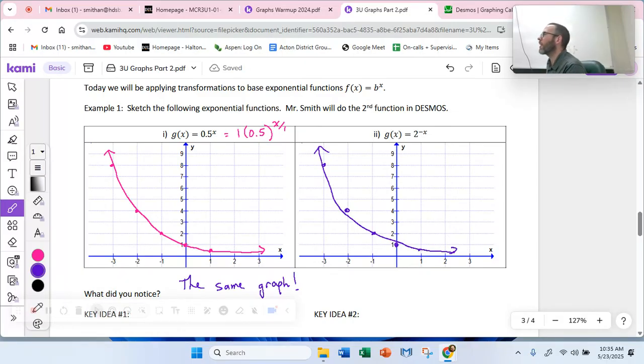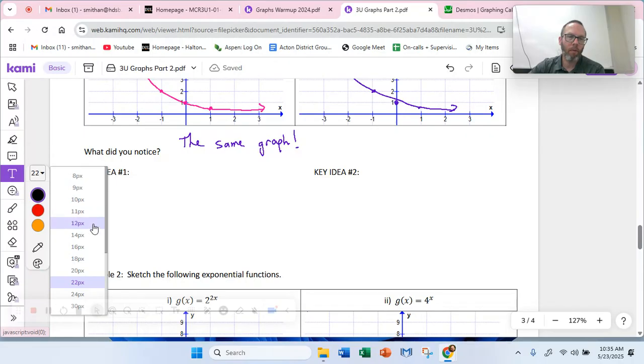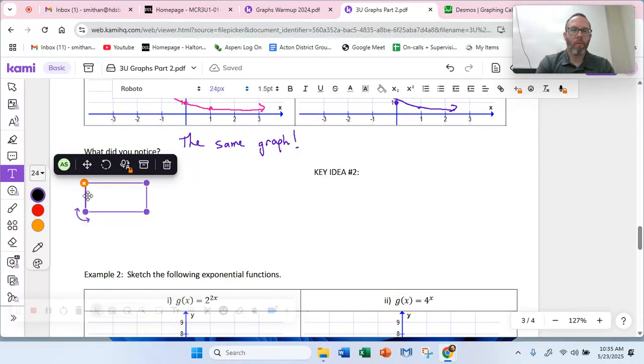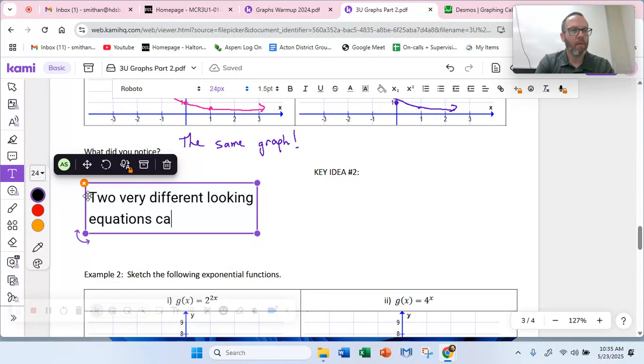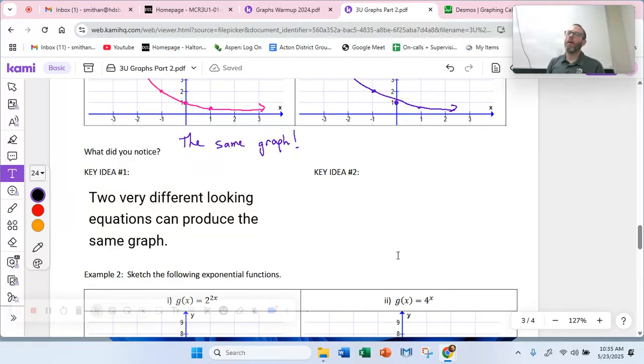So first key idea, hopefully you guys are convinced with that simple exercise. Key idea number 1: two very different looking equations can produce the same graph. All right, so that's the first key idea.